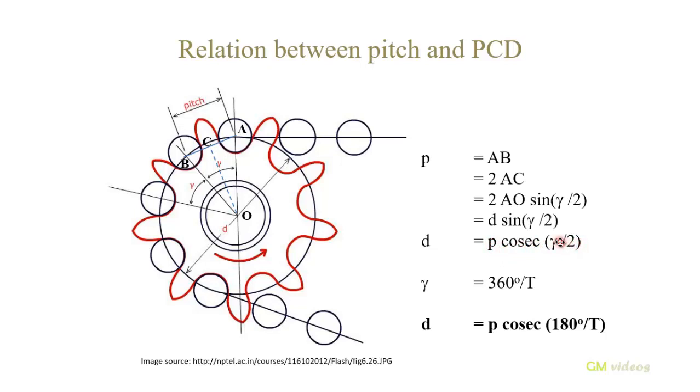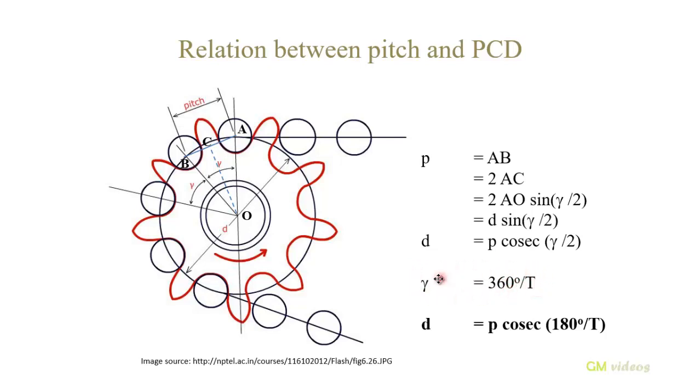Now let us find the value of gamma. Gamma is nothing but the angle that the line joining the hinge centers, or the roller centers, of two rollers makes at the center O. Therefore it is very clear from this geometry that angle gamma will be equal to the complete circle angle, that is 360 degrees, divided by the total number of teeth on the sprocket. Therefore gamma is equal to 360 degrees by T.